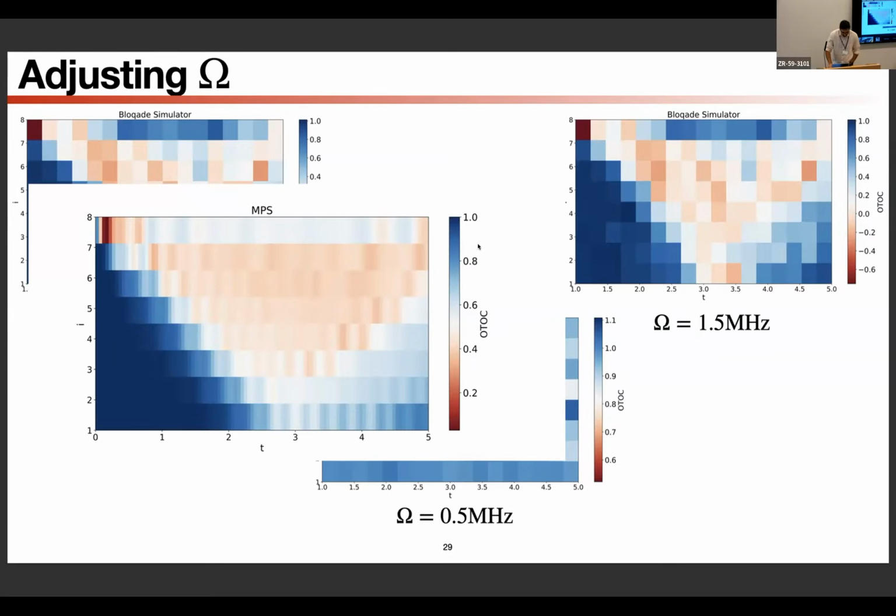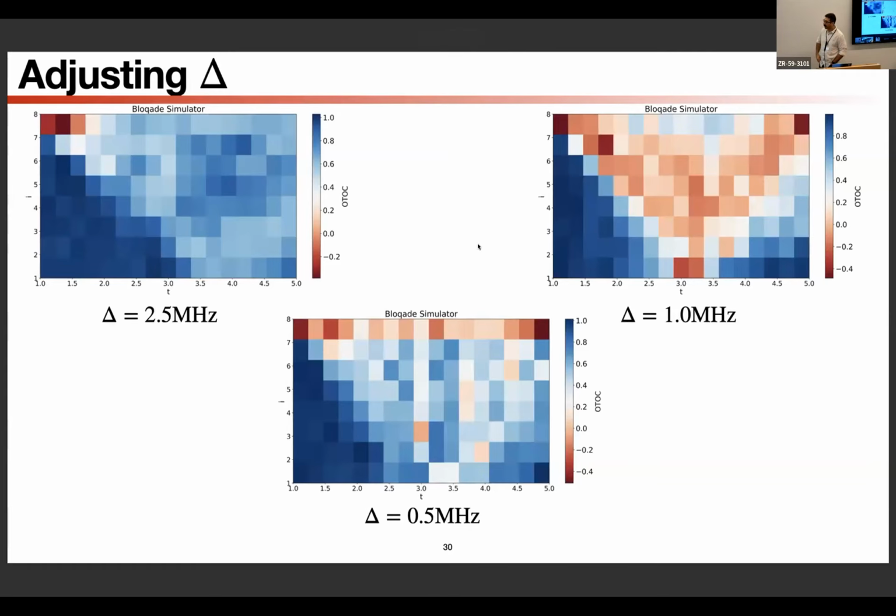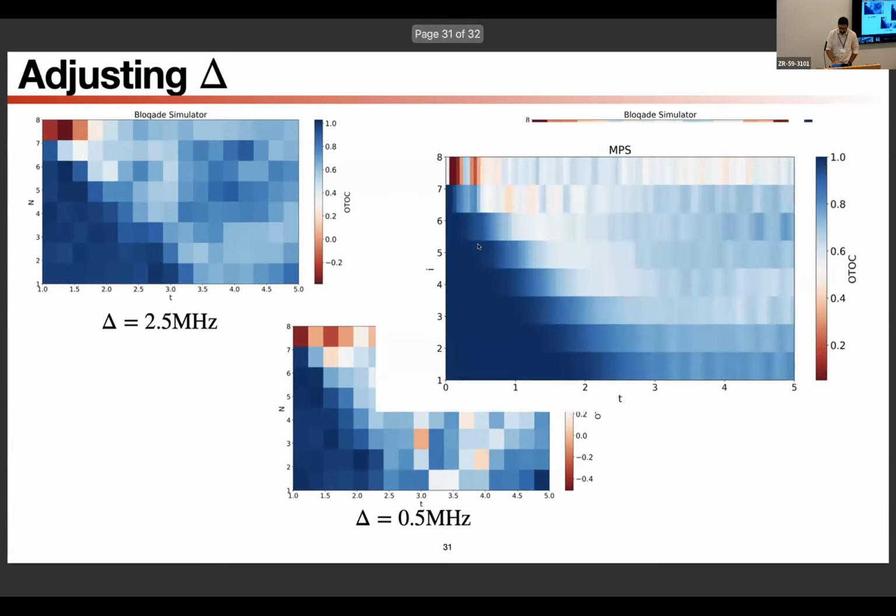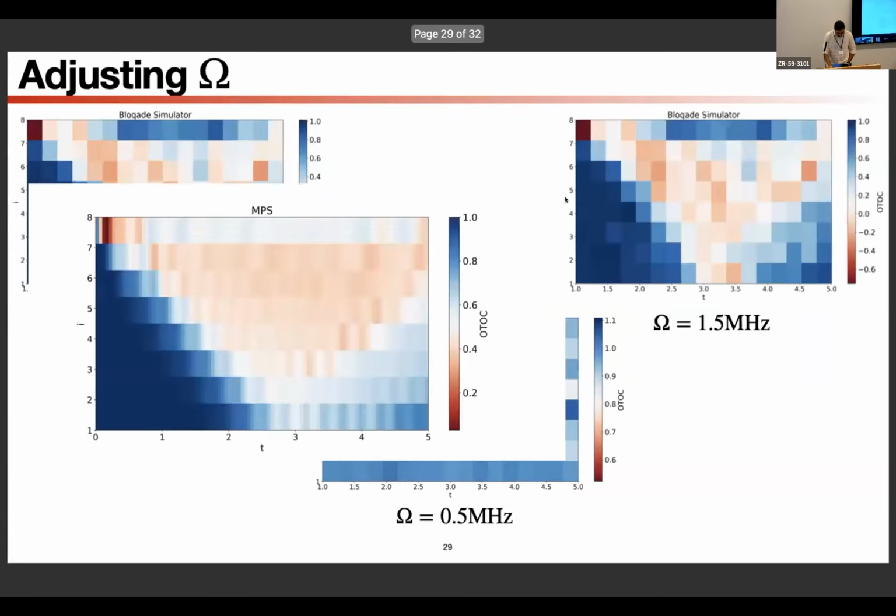Okay, that's me. All right. So if you adjust delta, the same kind of story follows. You can play with it up to about plus or minus 5 to the left and right of your optimized parameter, and you still see similar characteristics. So this is 2.5 megahertz now, and it looks like there's no dynamics going on here, but if you compare it with the MPS simulation, you see that it captures the actual dynamics going on in the Rydberg Hamiltonian pretty well. So I'll go back to my conclusions.